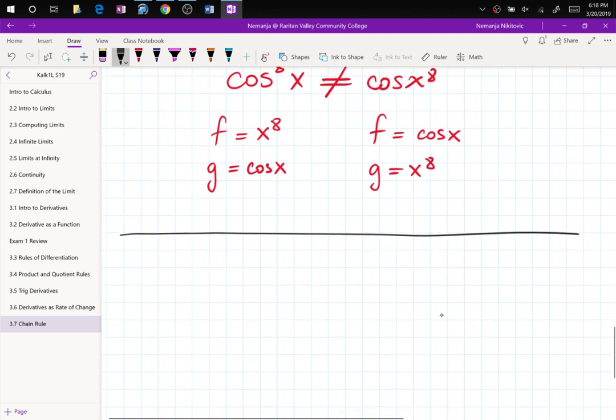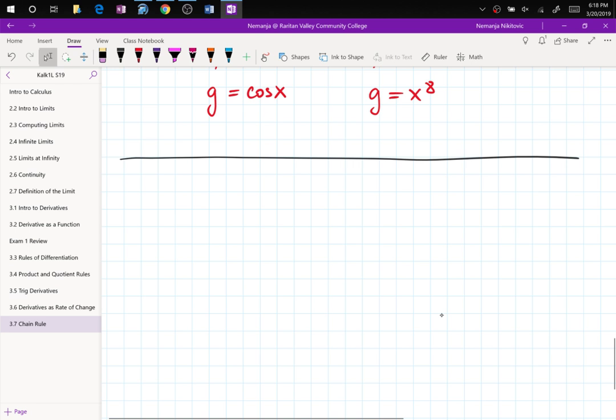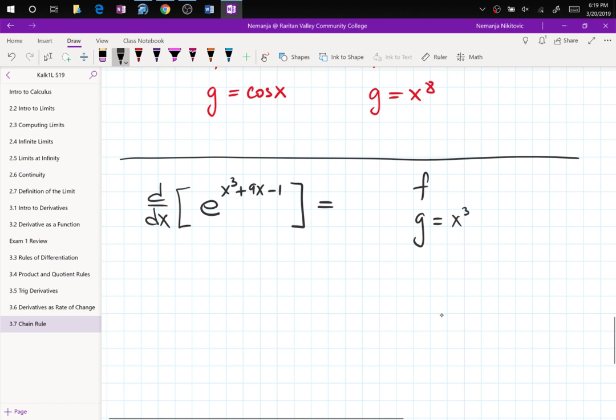All right, let's take a look at another example. The derivative of e raised to the x cubed plus 9x minus 1. If I say x is equal to 0, what is the first thing you're calculating? The polynomial or the exponent? You are calculating the polynomial first, therefore that's your g. And then you have your e to the x.